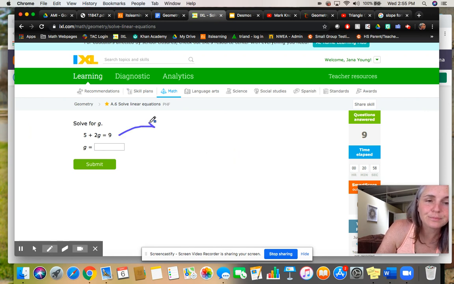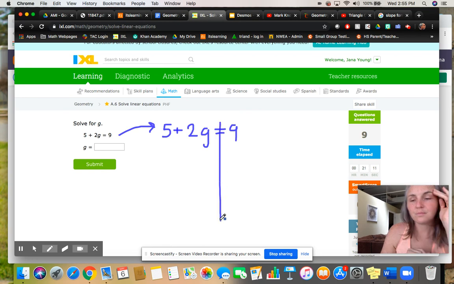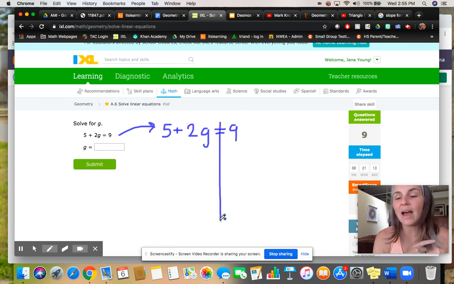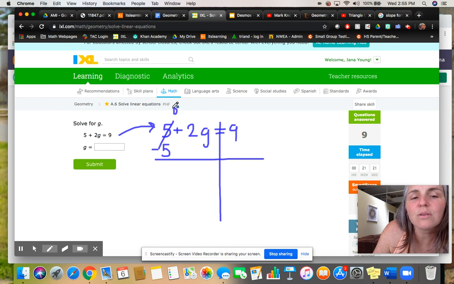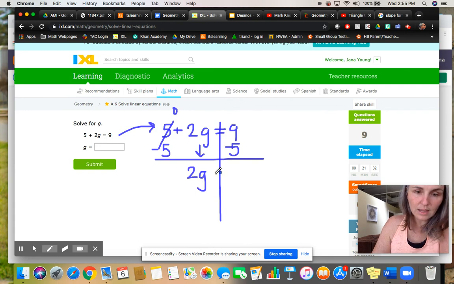You ready? 5 plus 2G is equal to 9. Getting the G by itself, moving the added 5 first. 5 is positive. So I'm going to do 5 minus 5 to make sure that I get 0. But if I subtract 5 on the left side, I got to subtract 5 on this right side, bringing down this 2G. I have 2G is equal to 9 minus 5, and that's 4.